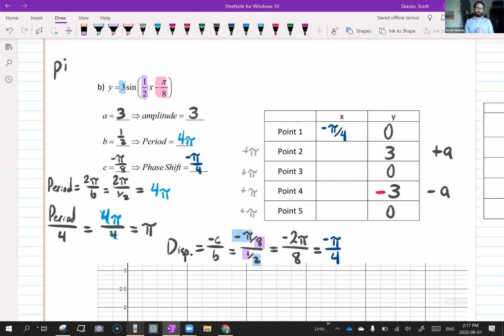What's pi over 4 plus pi? You can take your calculator. Pi over 4 plus pi. 5 pi over 4. Add pi again. You get 9 pi over 4. Add pi again. You get 13 pi over 4. Add pi again. You get 17 pi over 4.